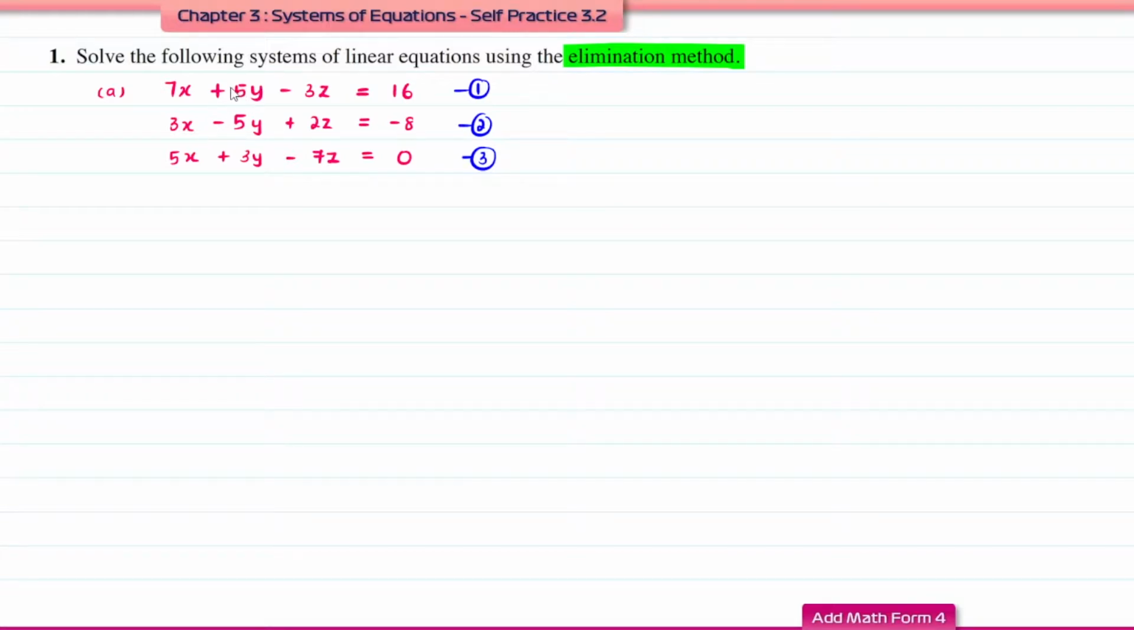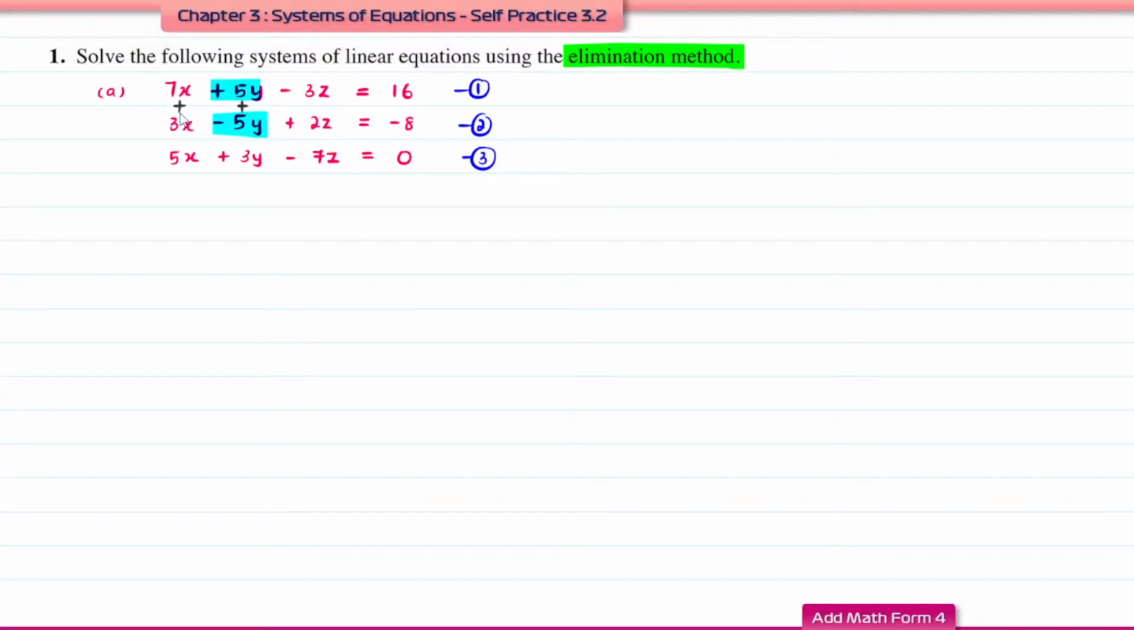In this case, I'm going to choose the variable y from equations 1 and 2, as both of them have the same value. Therefore, it can be eliminated straight away. So I'm going to add these two terms together. Plus minus here will become a minus. Therefore, 5y minus 5y is equal to 0, so the y will be eliminated.